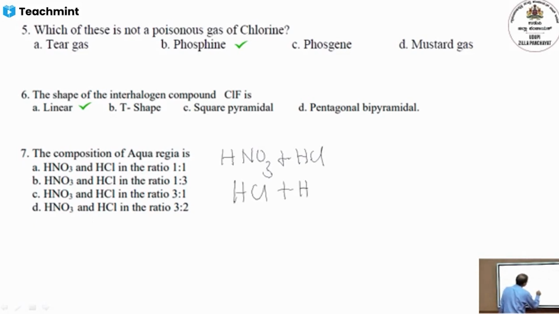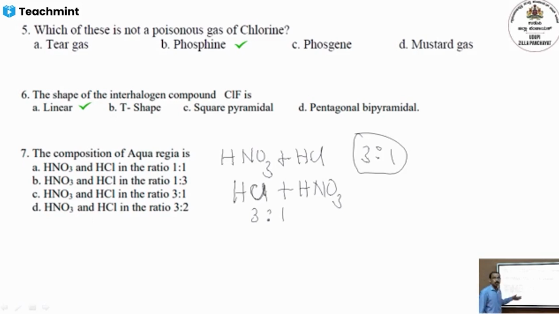We also know that it is in the ratio 3:1, but which is 3 and which is 1 is always confusing. Therefore, somehow you have to fix it. Maybe you fix it as HCl and HNO3 in the ratio 3:1. Otherwise, by seeing the change in the position, you may get confused whether it is HCl or HNO3.